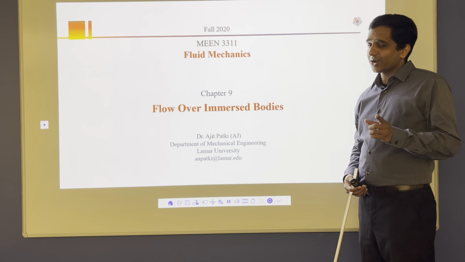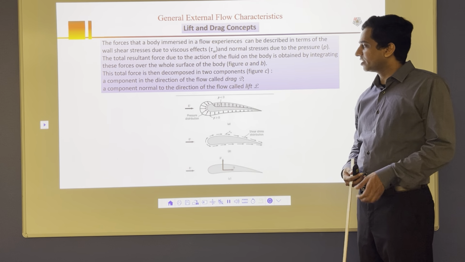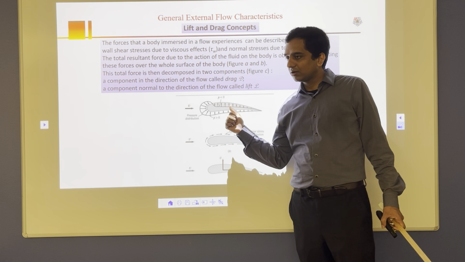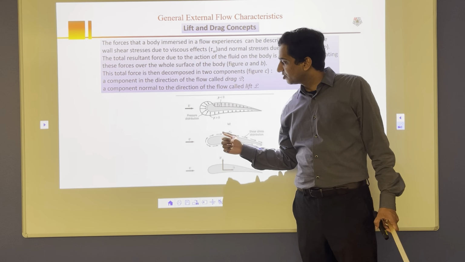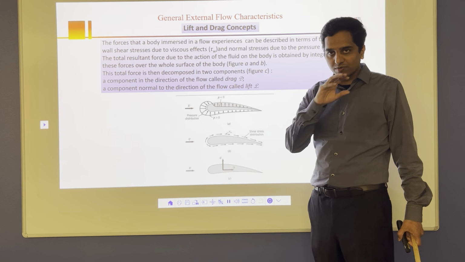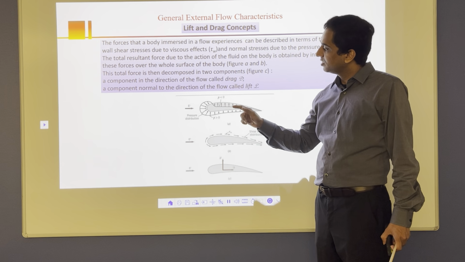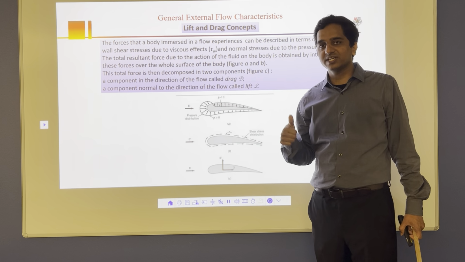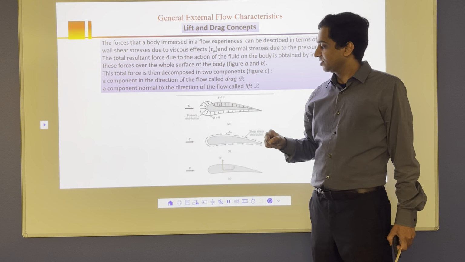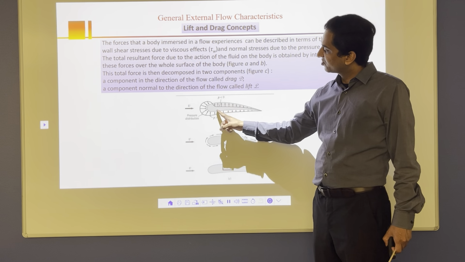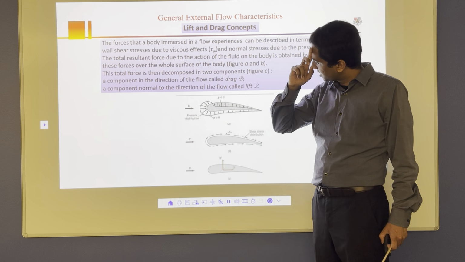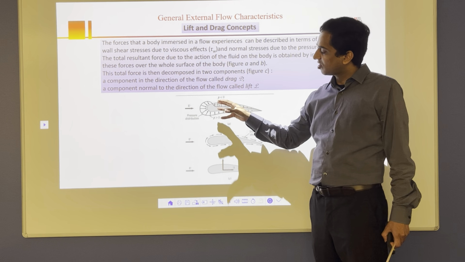That's what we did in chapter 8, and then chapter 9, flow over immersed bodies. In this chapter, the two major things that we learn are the lift force and the drag force. Every time any body is inside a fluid and the fluid is moving over the body, or the body is moving through the fluid, either way, you're going to have two forces, lift force and drag force, exerted by the fluid on the body. The lift force is normally perpendicular to the direction of the fluid, in this case the upward direction, and that is due to pressure on the body.